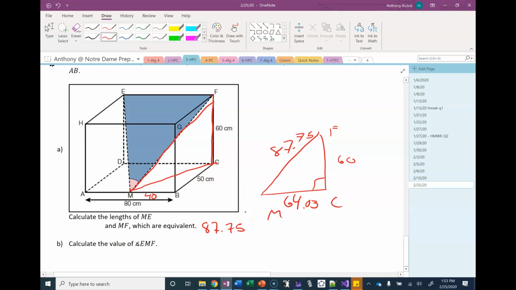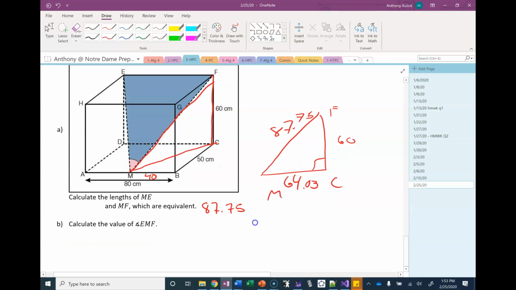And then it says calculate the value of angle EMF. So I'm going to use the blue calculation triangle that they've drawn in. Notice, though, that it is not a right triangle. That's okay, but if I have a non-right triangle, I have to use the law of sines or cosines. In this case, I know the length for ME, MF, and EF. Since it's a side-side-side situation, I'm going to use the law of cosines.